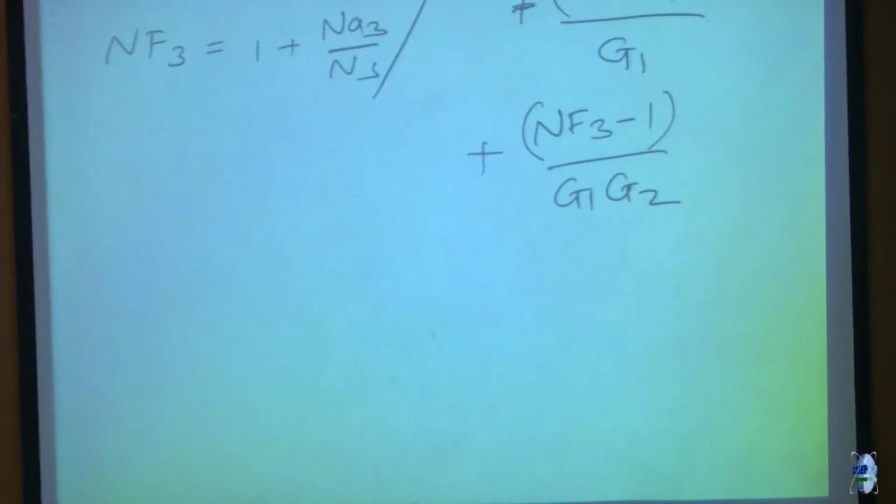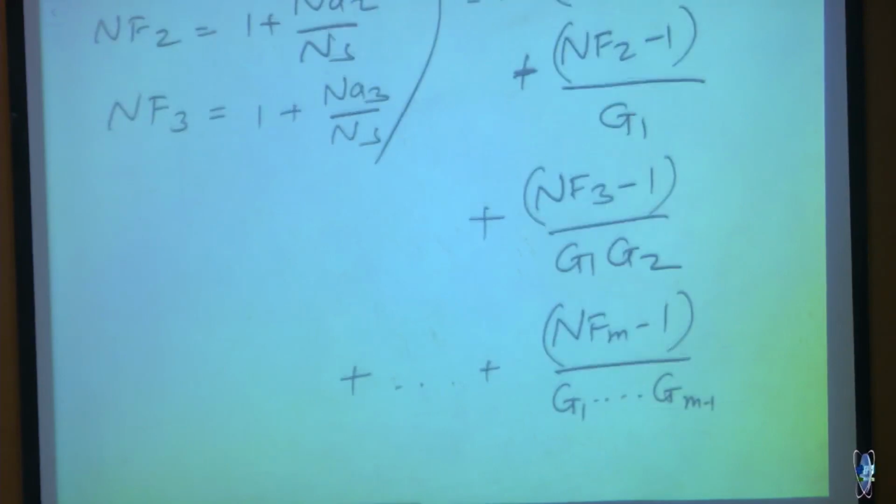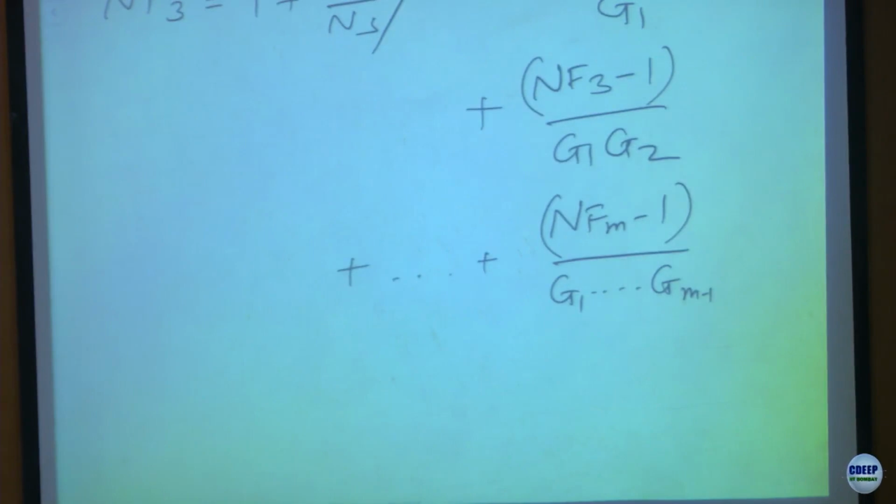And similarly, as we love to do, we can say NFM minus 1 divided by G1. What would be the index of the G? M minus 1, which is critical, okay? One stage before. So this is something called Friis equation.